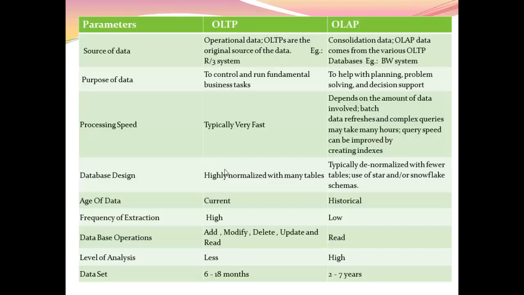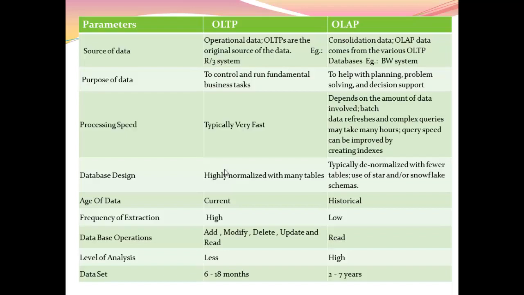At last, we'll be comparing the different parameters of OLTP versus OLAP. Source of data. It's operational data, the data which we get from our day-to-day transactions. So OLTP is the original source of data. Example, the R3 system, ECC. Consolidation data: OLAP data comes from various OLTP databases. Example, the BW system. Purpose of data: OLTP is to control and run fundamental business tasks. OLAP is used for planning, problem solving, and decision support and taking complex decisions.